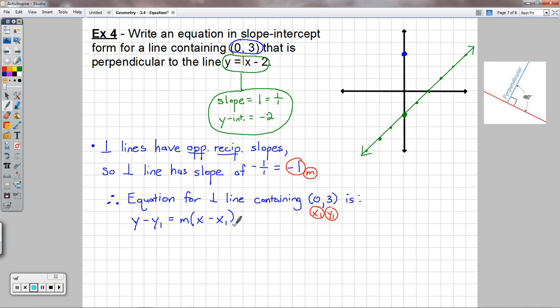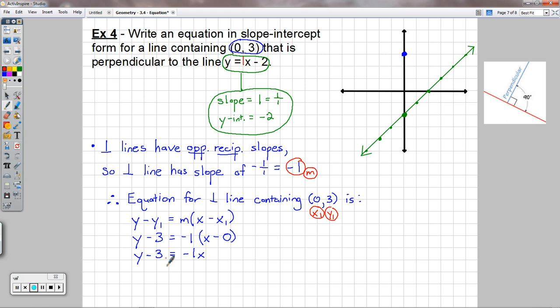That would become, after I plug things in, y minus 3 equals -1 times x minus 0 in this case. x minus 0 would just be x, so this could be written as -1 times x. I don't really have to distribute the -1 to the 0, because that would still be 0.